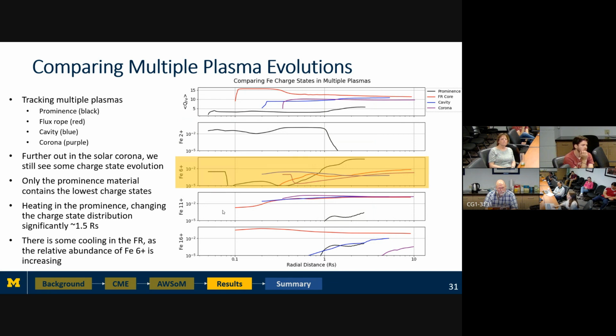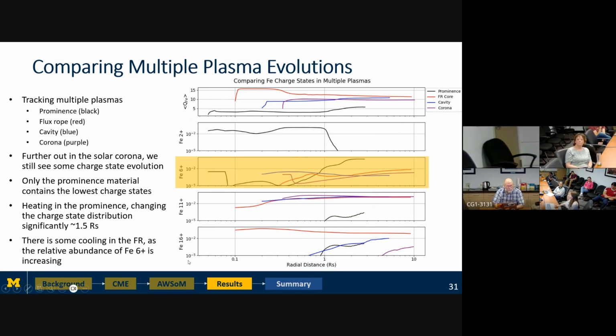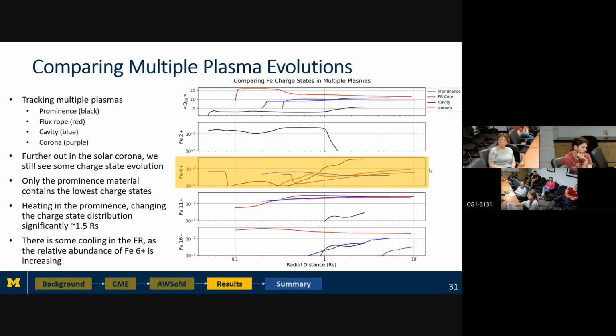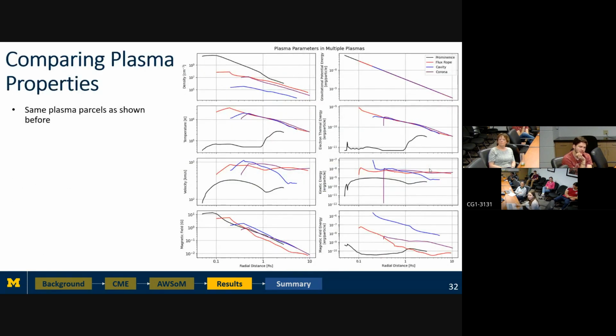And then we also are starting to see some cooling in the flux rope material, as well as in the corona. We see increases in the relative abundance of that iron 6+ material as we continue to get further out in the corona, which I think is actually pretty interesting. But these are all just individual charge states. So we can actually see what the local plasma looks like.